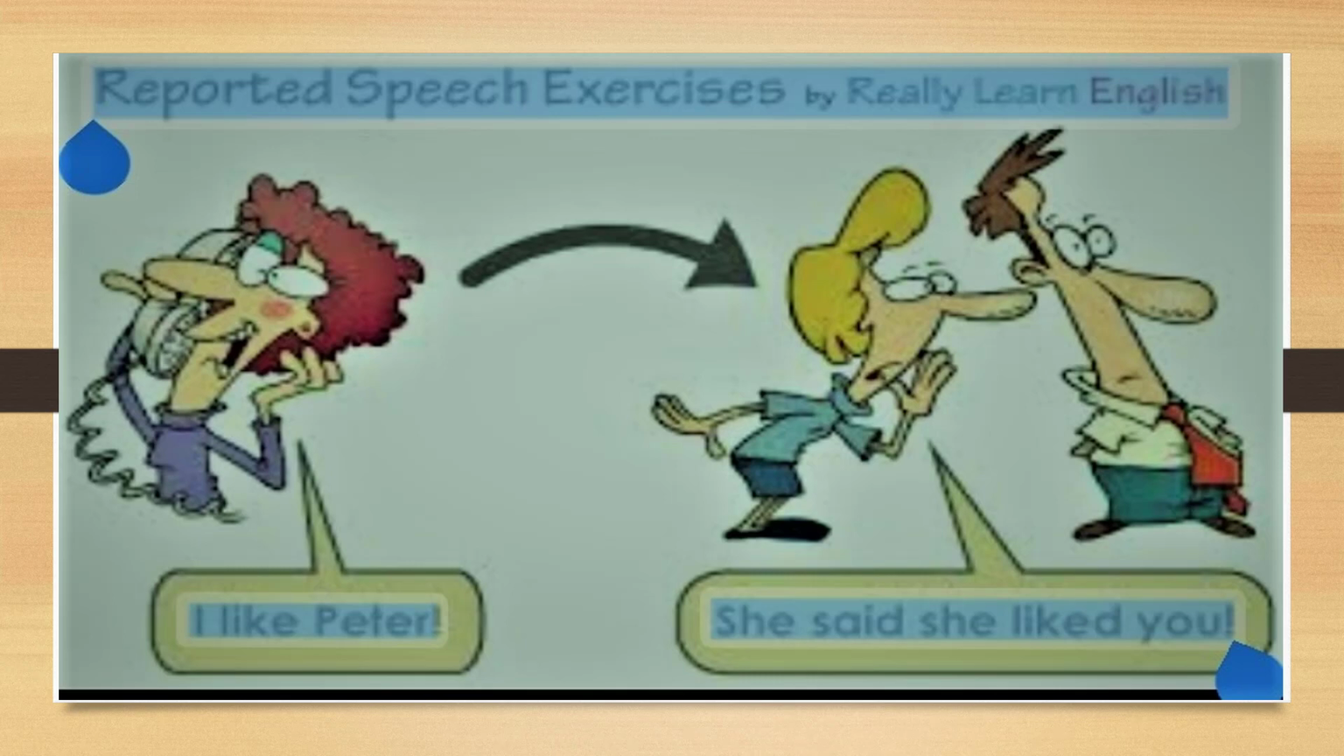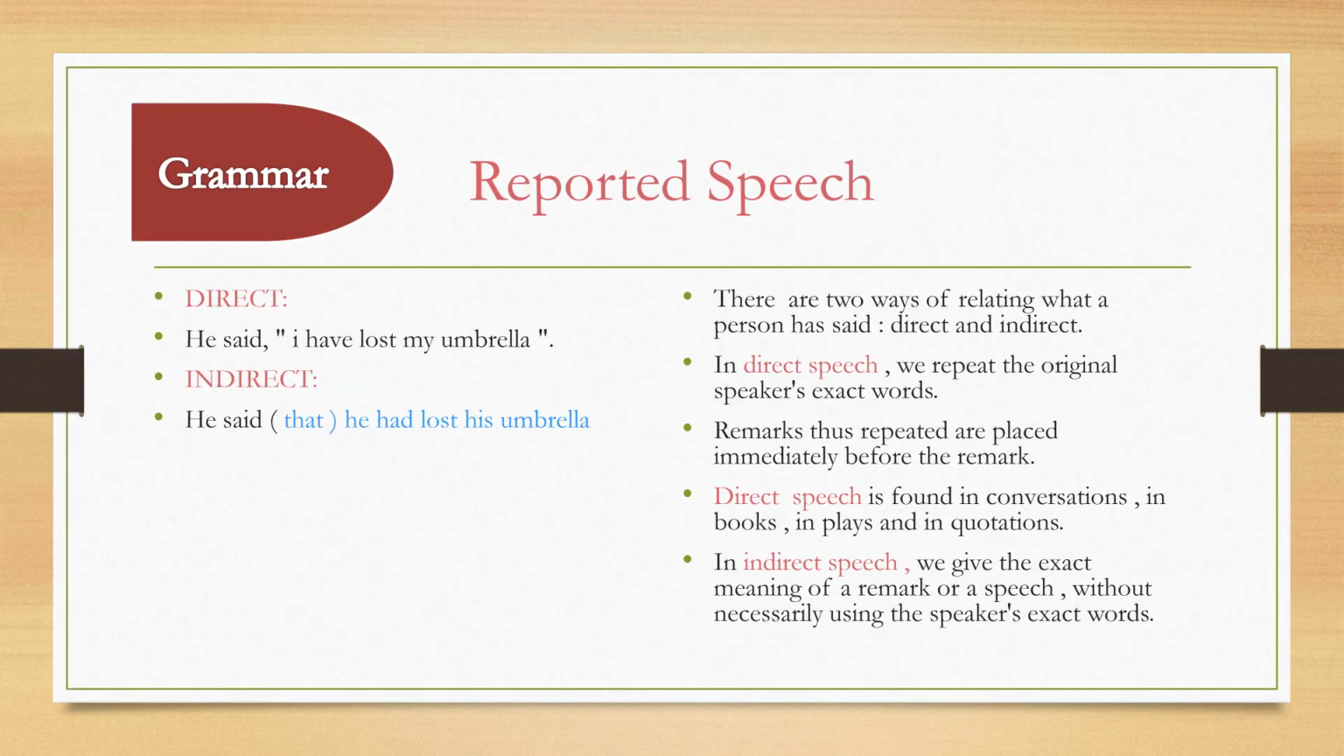We move to the grammar and reported speech. Here we have reported speech exercises. I like Peter. She said she liked you. Here someone reported the words to Peter. Look at the sentences. We have two ways of reported speech, or reporting a sentence. We have the direct and indirect ways.